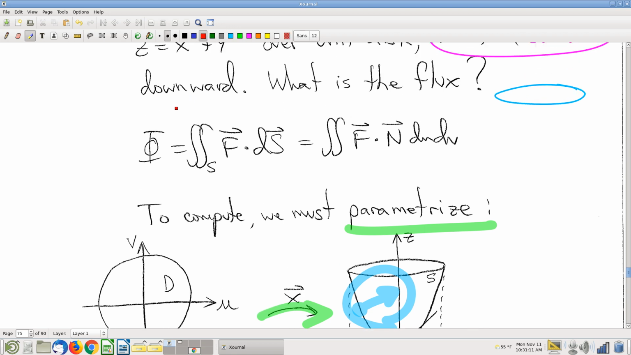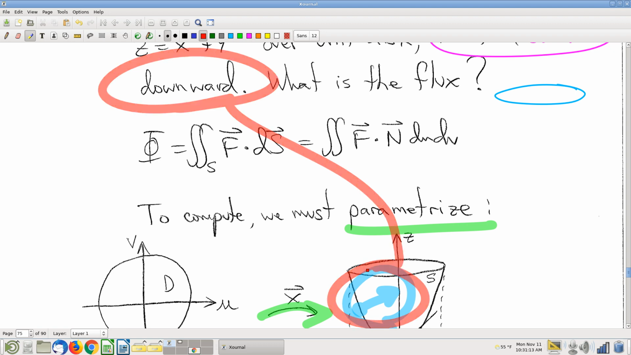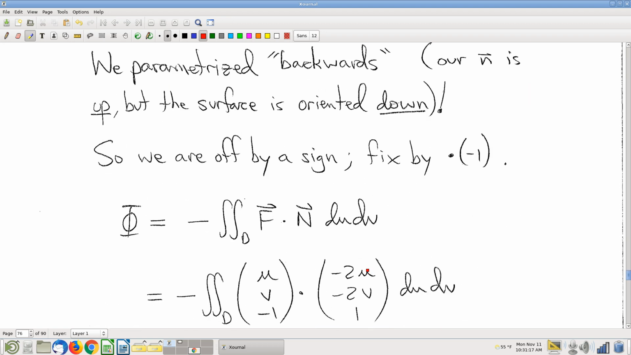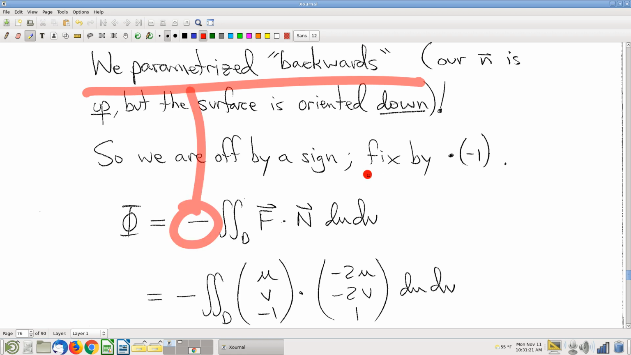I should have parameterized downward. I accidentally parameterized upward. I parameterized backwards, and we acknowledged this last time by multiplying by -1. Right? Neat fact: surface integrals, just like vector line integrals, if you parameterize it the wrong way, you get the exact negative of the answer. Okay. All right.